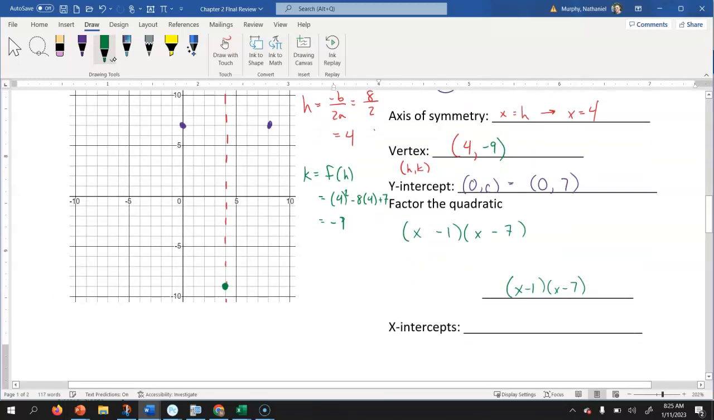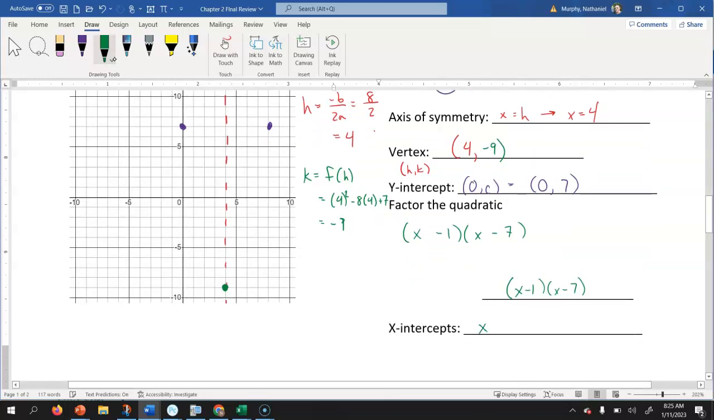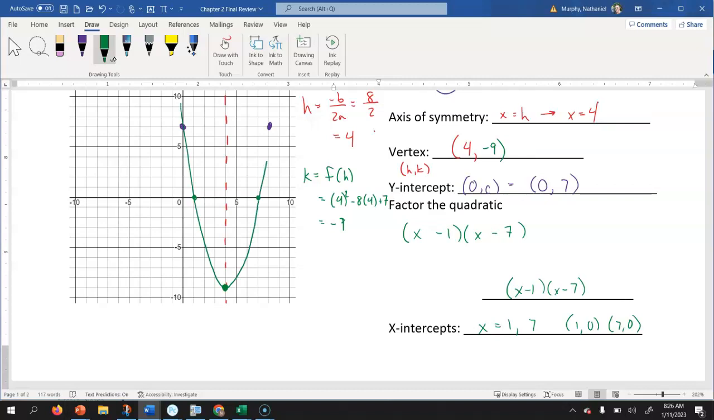And so the x-intercepts would just be the zeros. So if I set those equal to 0 and solve them, I would get 1 and 7, or if you write them as coordinates, it'd be (1, 0) and (7, 0). If I write those down, we can graph those. All right, so now we can connect these to create our parabola. There you have it.